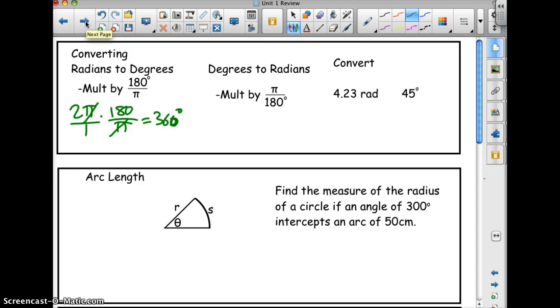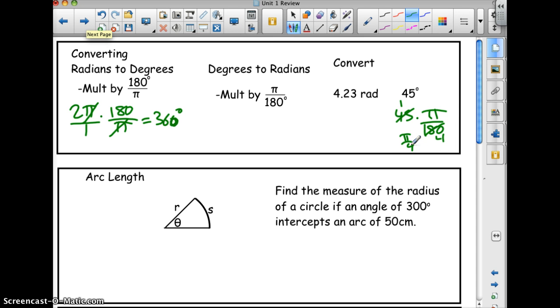And then if you're trying to change degrees to radians, here's the example, convert 45 degrees. I'm going to take 45 and multiply that by pi over 180, just like that. All right, and then I'm going to reduce it if I can. 45 goes into 45 once, and it goes into 180 4 times. That equals pi over 4.